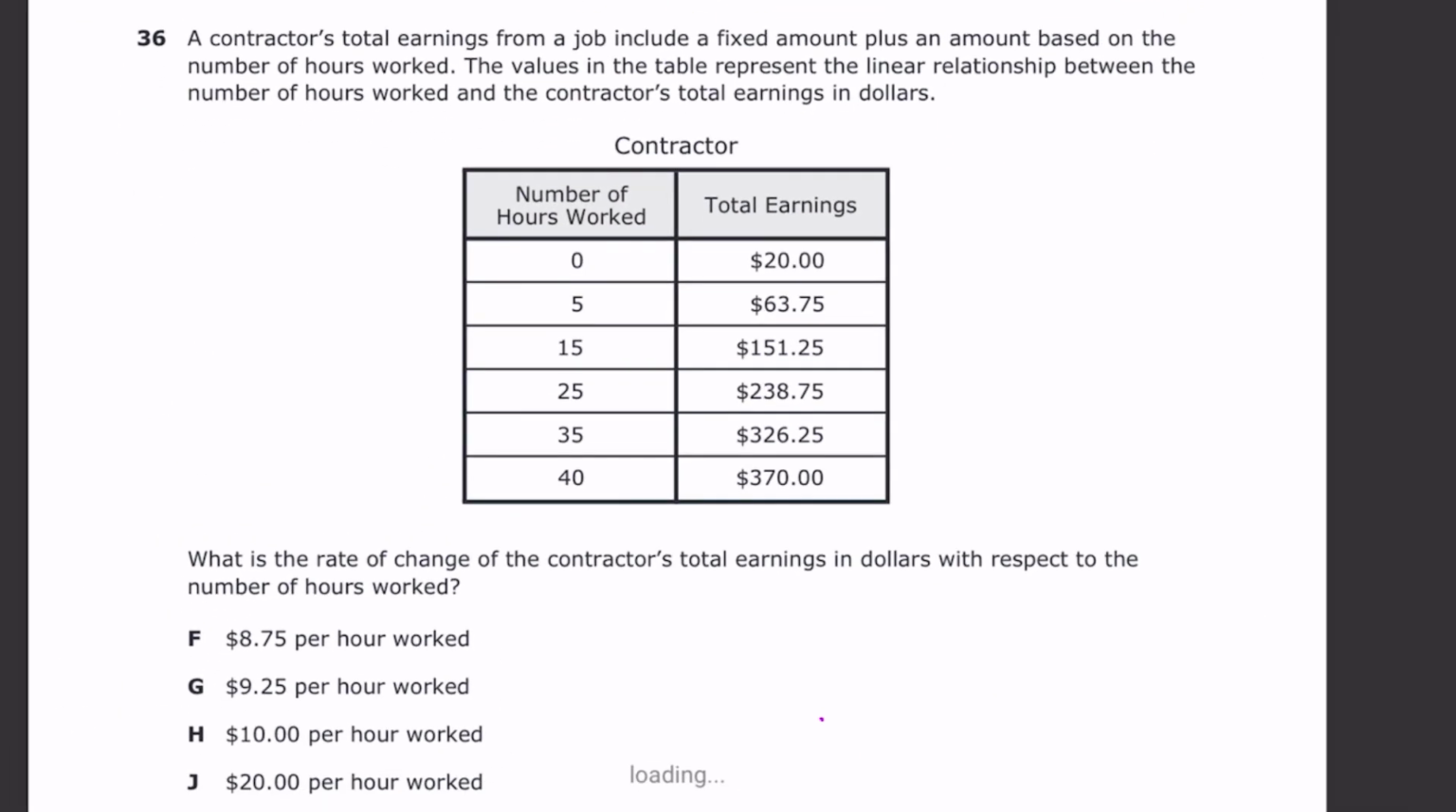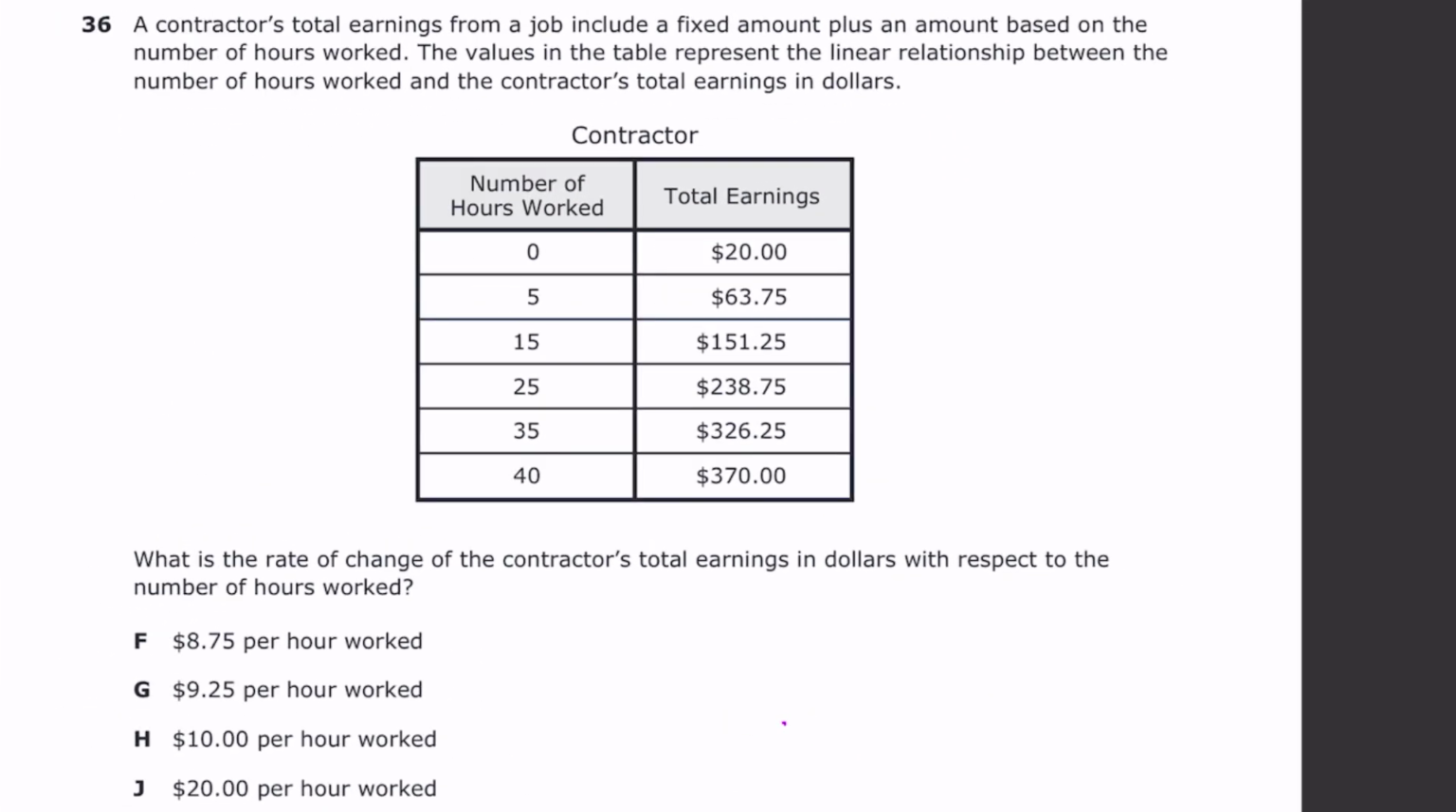Now next, 36th one. A contractor's total earnings from a job include a fixed amount plus an amount based on the number of hours worked. The values in the table represent the linear relationship between the number of hours worked and the contractor's total earnings in dollars. So now here, number of hours worked and total earnings. What is the rate of change of the contractor's total earnings in dollars with respect to the number of hours worked? So now here we have to find out what is the rate of change, the slope.